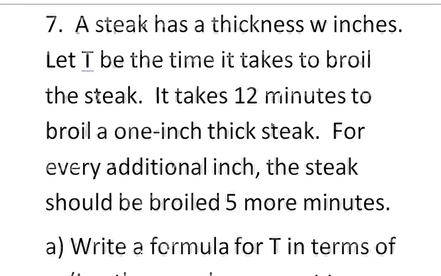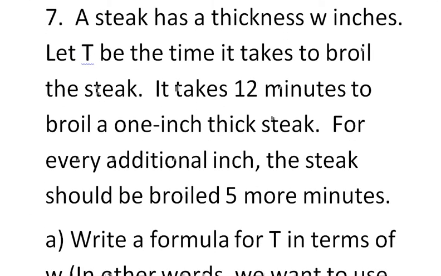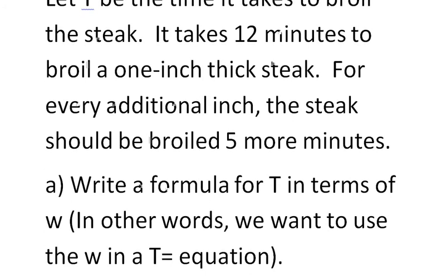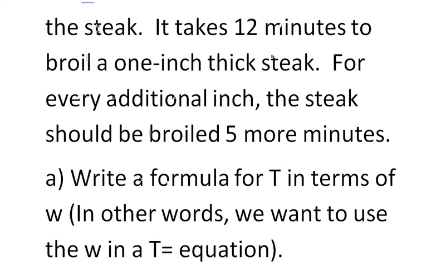All right, number 7. A steak has thickness W inches. Let T be the time it takes to broil the steak. It takes 12 minutes to broil a 1-inch thick steak. For every additional inch, the steak should be broiled 5 more minutes. So letter A, write a formula for T, so the time it would take, in terms of W. In other words, we want to use the W in a T equals equation. That's what the words in terms of means. Whatever's at the end, that's the variable we're actually going to be using in the equation.